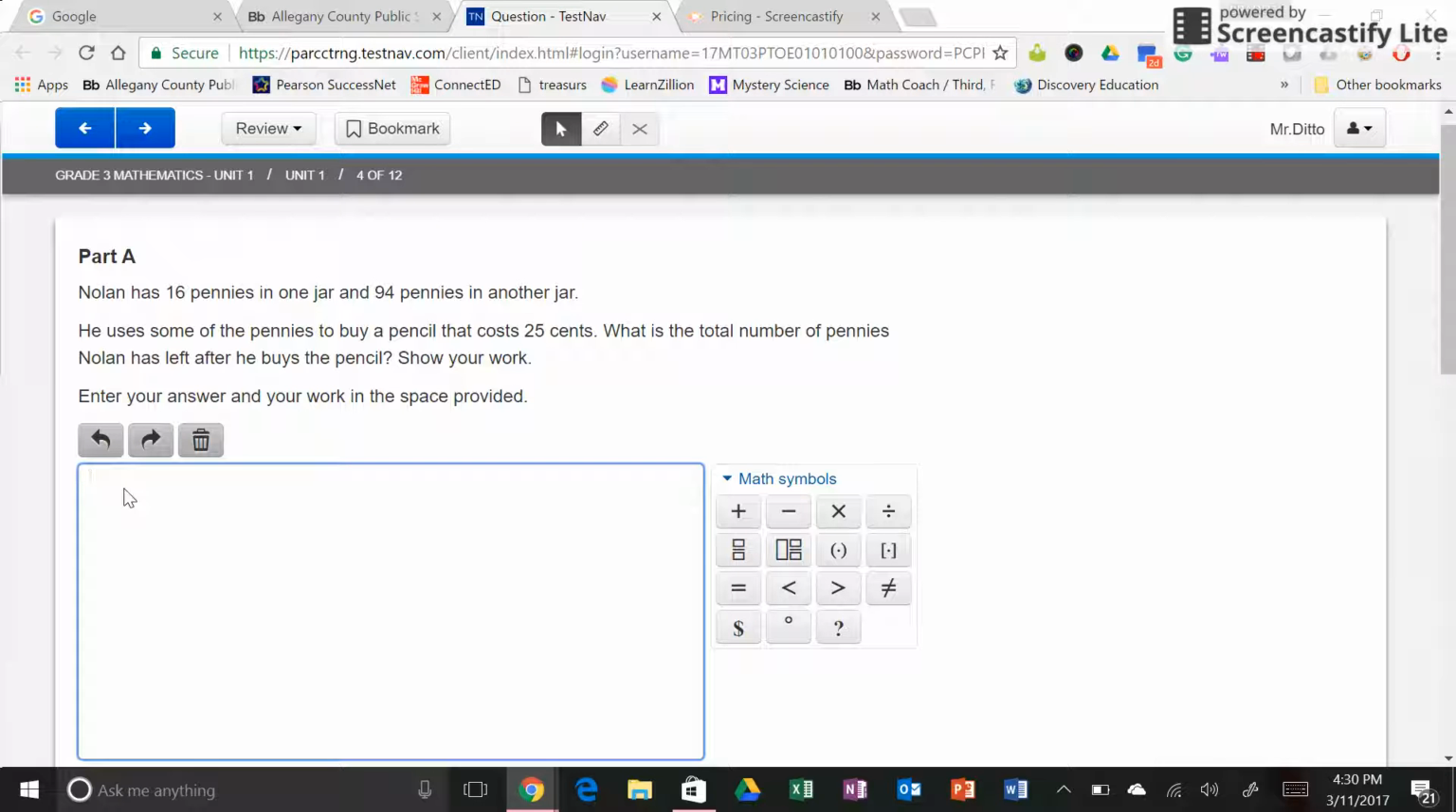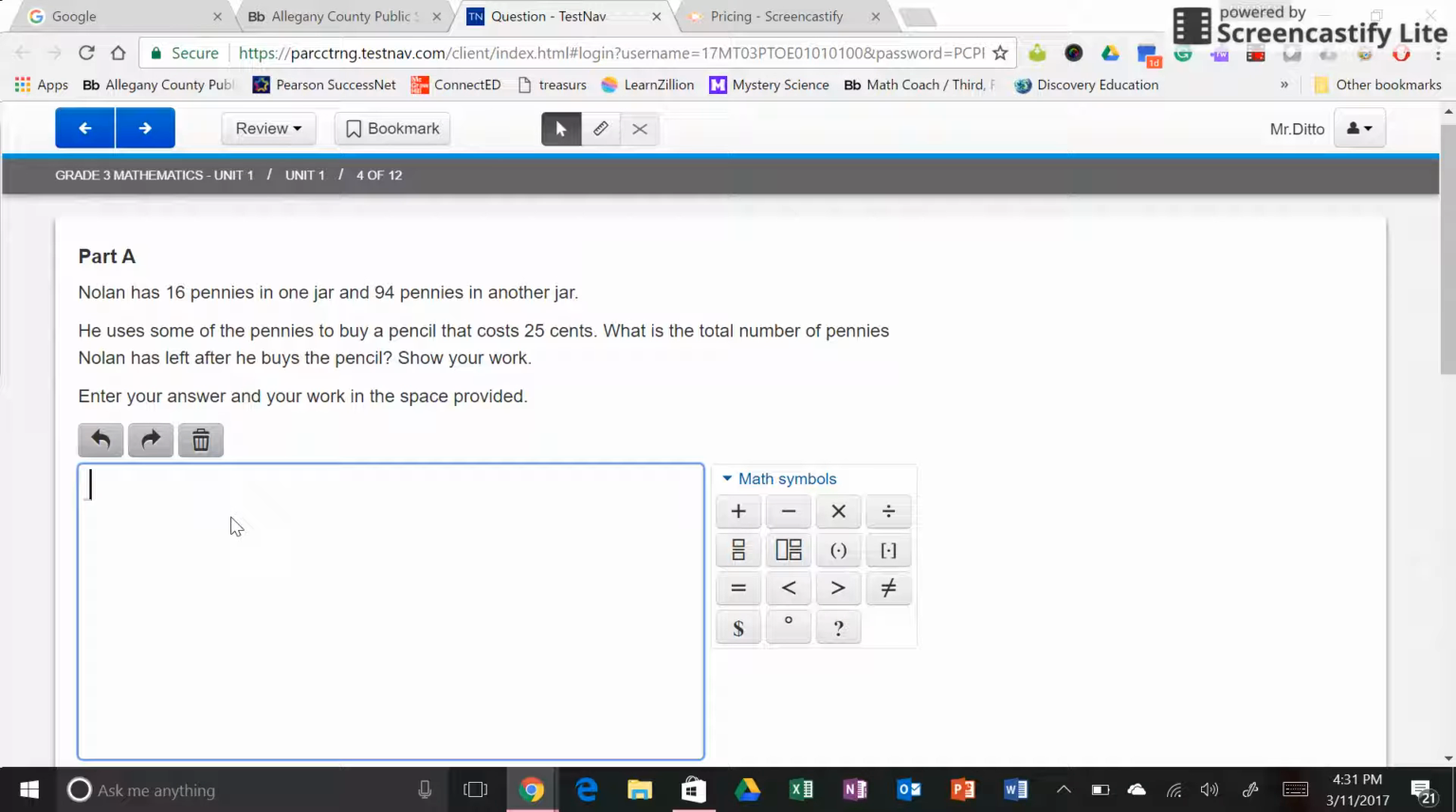So if we type something, we can always delete it, or we can just hit the backspace. Or if we type a lot of things and we want to just start over, we can just clear all with that button. Now, the other tools that we have are the plus sign, minus, times, division, fractions, mixed numbers, parentheses, brackets, equal, less than, greater than, not equal, dollar sign, degree sign, unknown number.